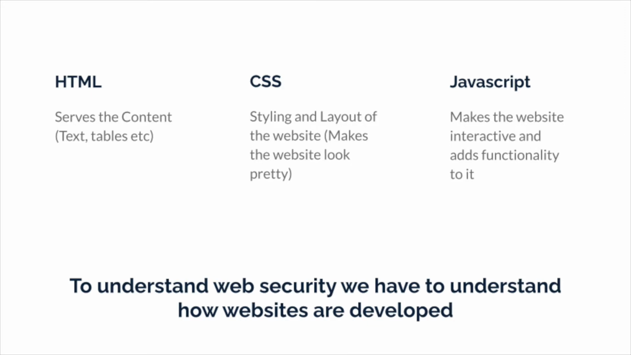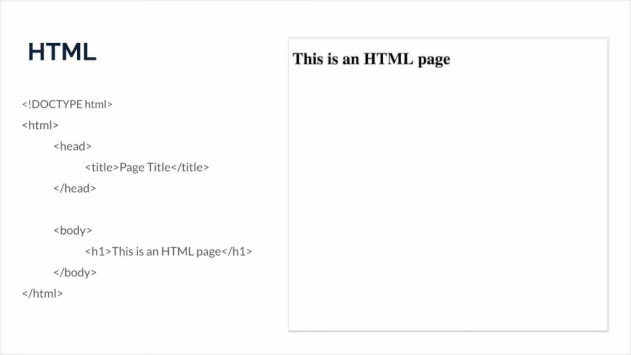Let's take a look at how HTML is structured. When you are looking at the raw code, it could look something like this. At the top, we have a doctype declaration. Then we have the head, which includes the title of the web page, and the body, which includes all of the content. In HTML, the content is usually put in between opening and closing tags.